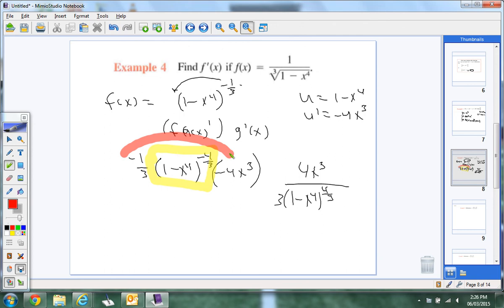Okay, anything else? Okay, that's a wrap. So if you were given a point now, you'd just plug it in, because this is the derivative. We have the derivative.